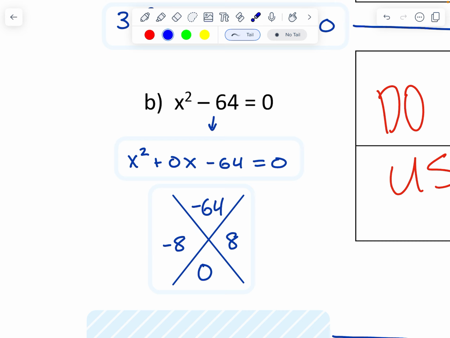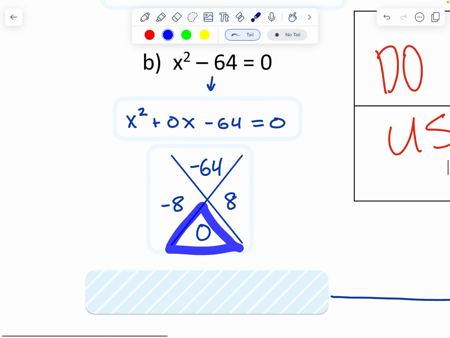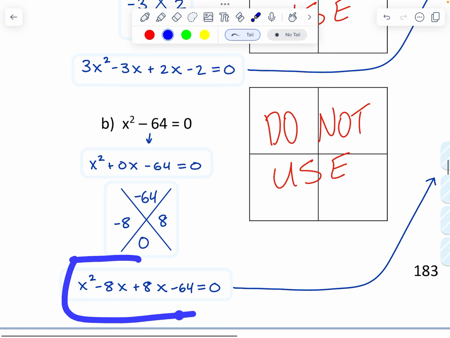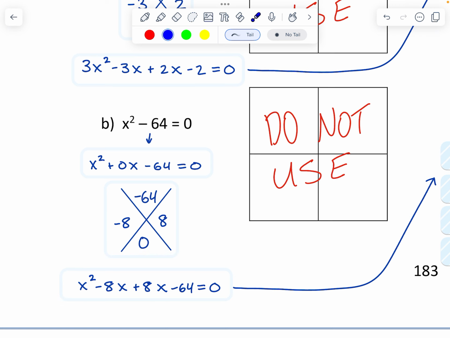Negative 8 and 8. Negative 8 times 8 is negative 64. Negative 8 plus 8 is 0. And now we just did that to rewrite our equation. And again, from right here, what I would like you to do, if you have not yet, pause the video and try factoring this yourself. Factoring using split the middle, try doing that yourself. Go for it.